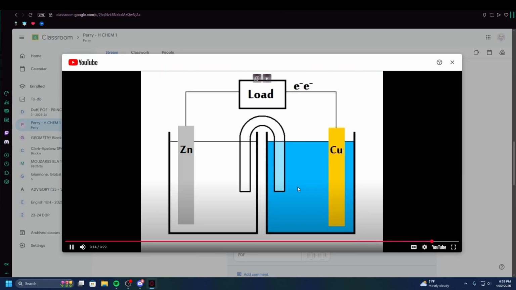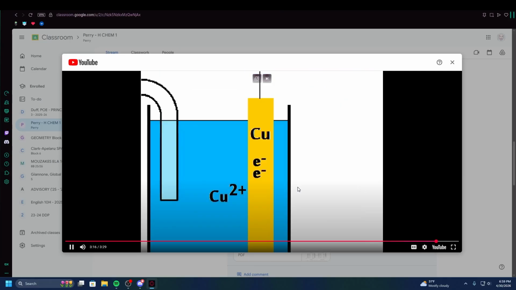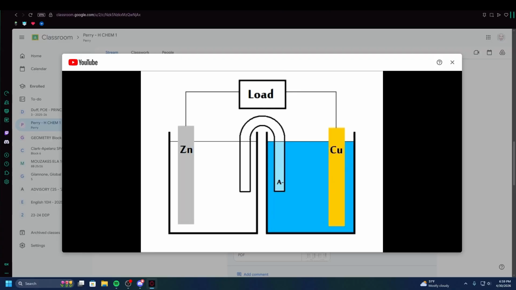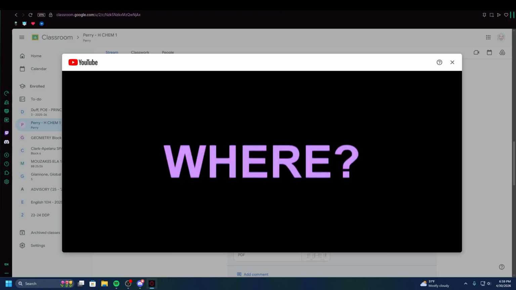They enter the cathode and reduce the cations, and the anions go through the salt bridge back to where? The anode.